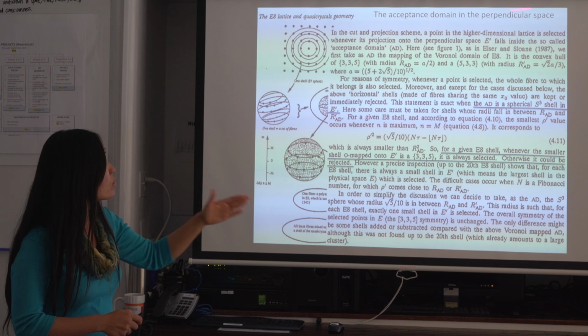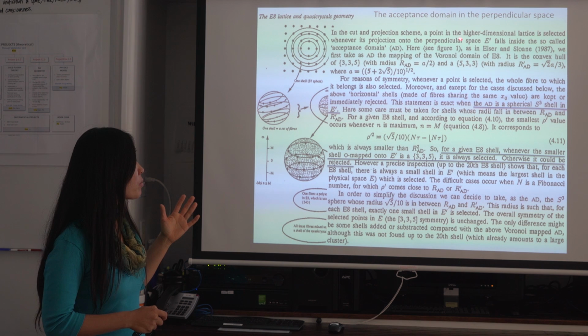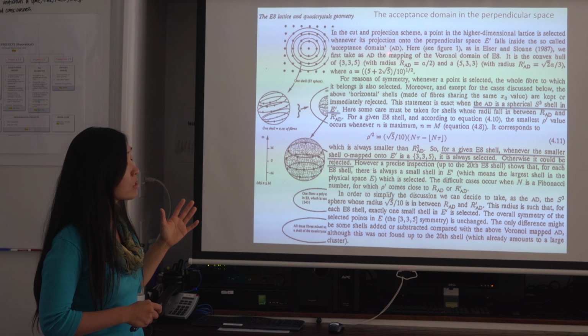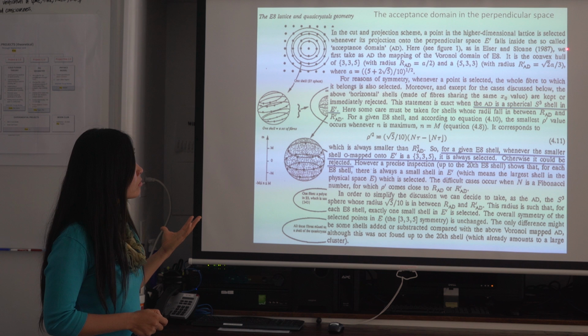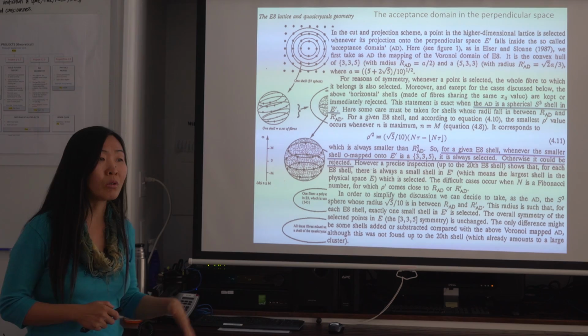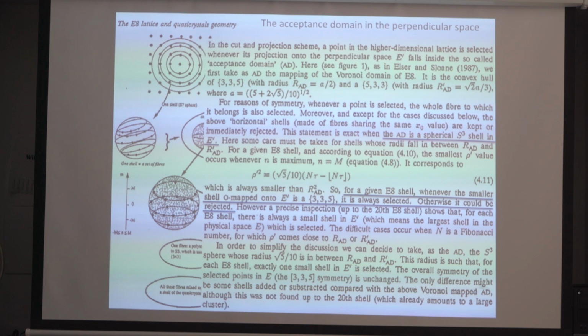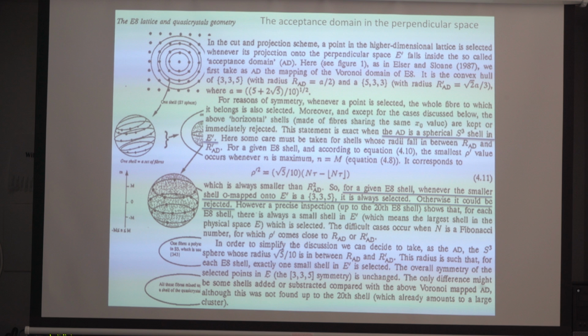In the cut and project scheme, a point in a higher dimensional lattice is selected whenever its projection onto a perpendicular space E prime falls inside the so-called acceptance domain, which is the cut window. As in Elser-Sloane, we first take the acceptance domain as the mapping of the Voronoi domain of E8. That's also how Julio generated the 4-dimensional quasicrystal from the E8 lattice. Dan also uses it when he projects from A2 or Z2 to one dimension to get the Fibonacci chain. It is the convex hull of 335 and 533.